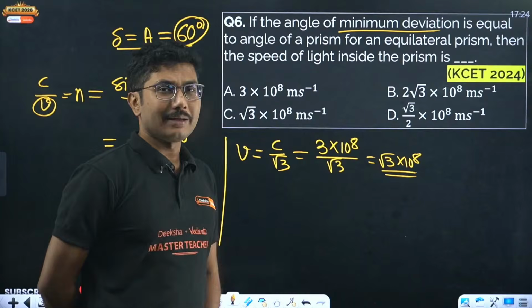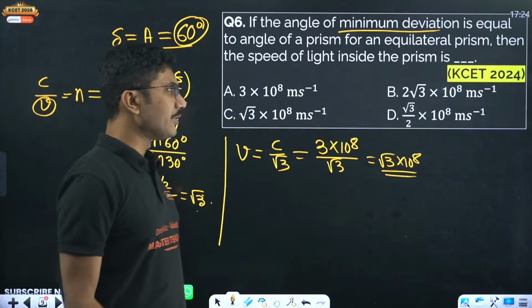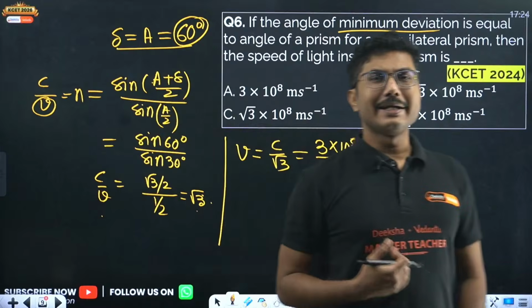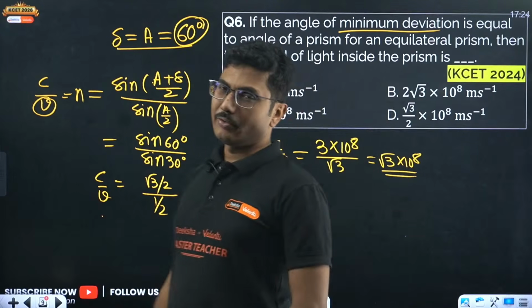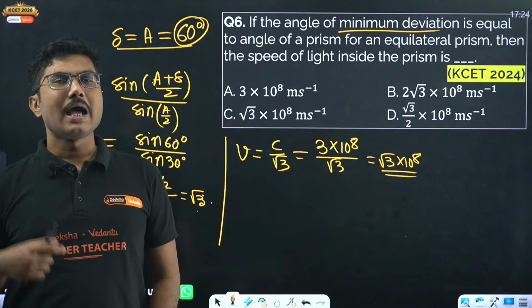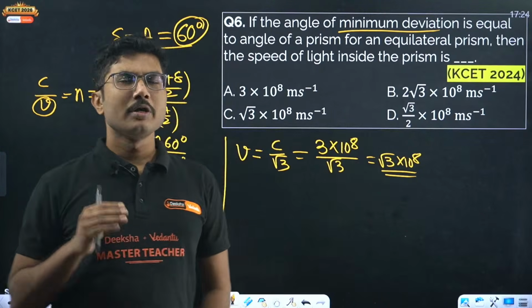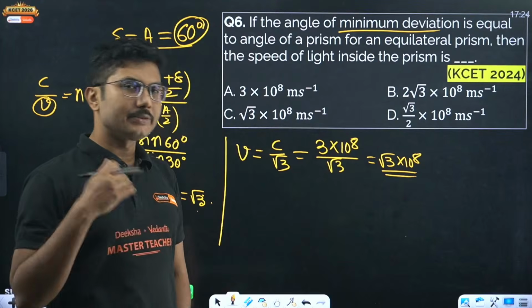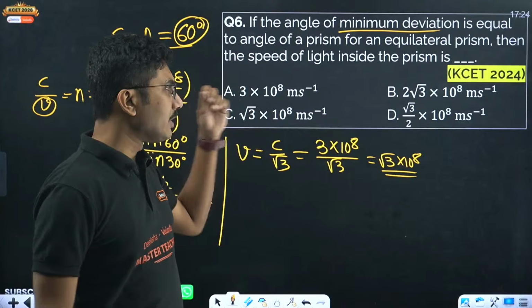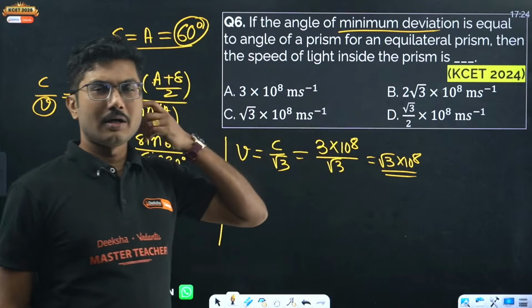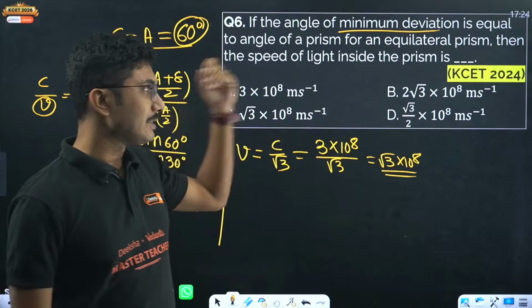So if you are making a mistake, that is, suppose you have multiplied root 3 and you are getting 3 root 3, remember that speed of light cannot be more than 3 into 10 to the power of 8. That is the maximum speed limit, and that is valid for air and vacuum. For any other medium, speed of light will always be less than that. So root 3 means 1.7, so even this one is bigger than that. 2 root 3 is bigger than this value, so you should not get this as well.